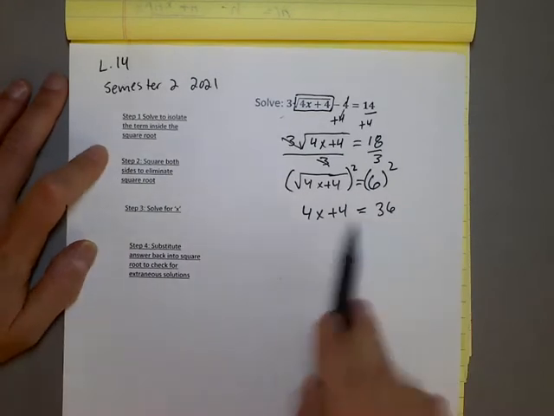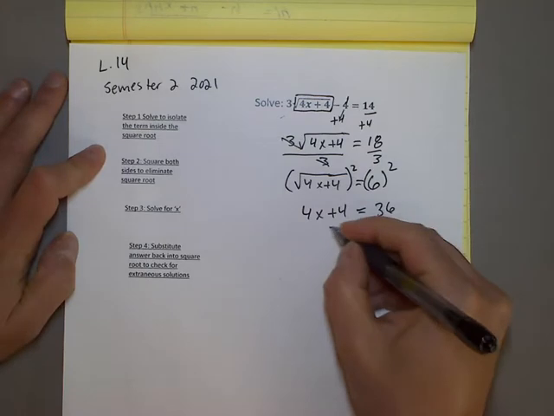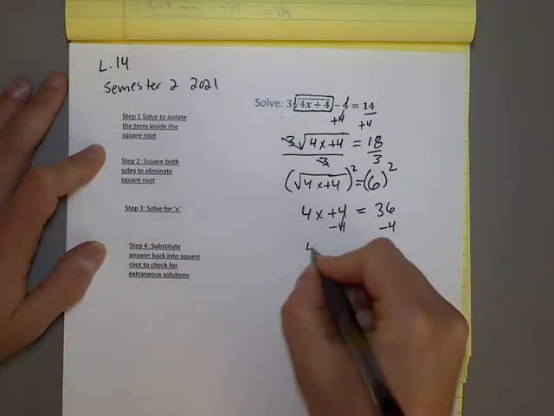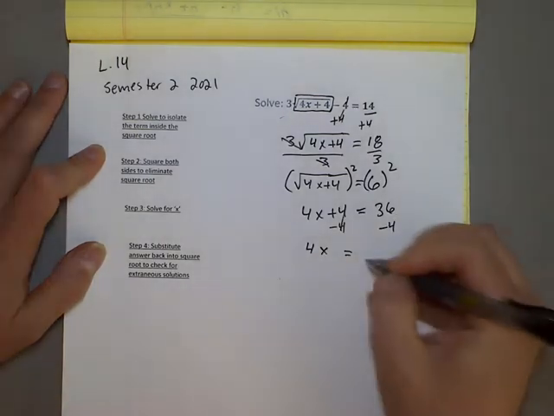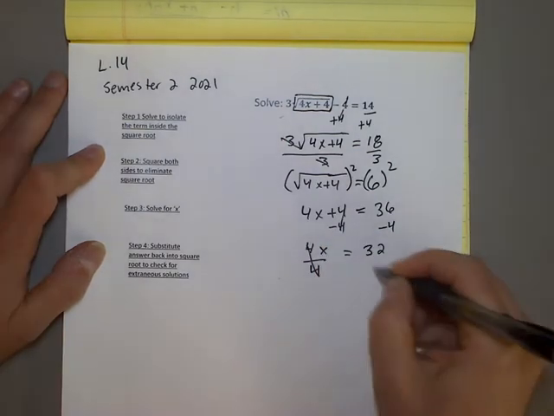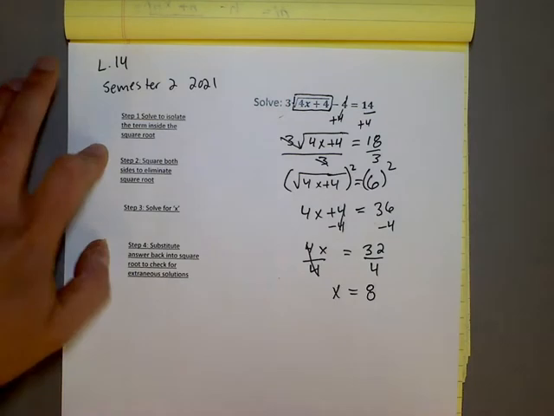And then once we have that, it's a two-step equation in order to solve for x. So it's subtract 4 from both sides, which gives you 4x. 36 minus 4 is 32. And then divide both sides by 4. So our answer is 8.